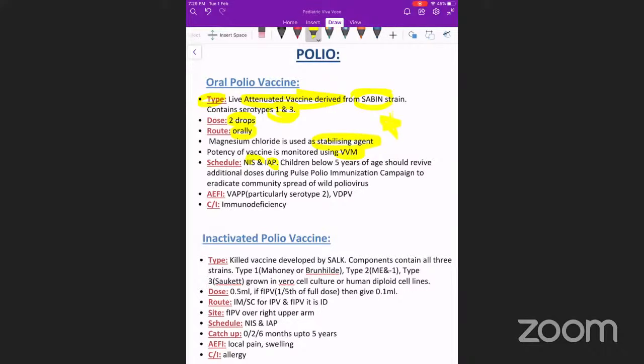Now, what are the adverse effects? One is vaccine-associated paralytic polio. This is mainly to do with serotype 2. And next is the vaccine-derived poliovirus, wherein the live attenuated virus present mutates itself and becomes potent enough to cause the disease. So these are the major drawbacks of oral polio vaccine, though it is better than inactivated polio vaccine. Contraindication is immunodeficiency.